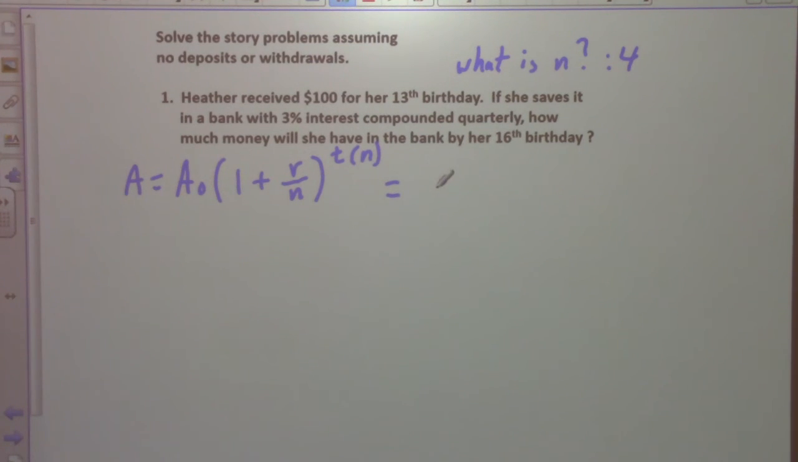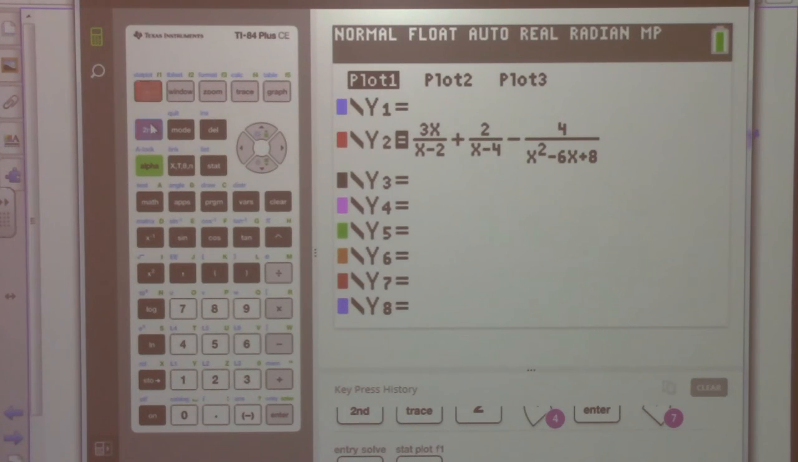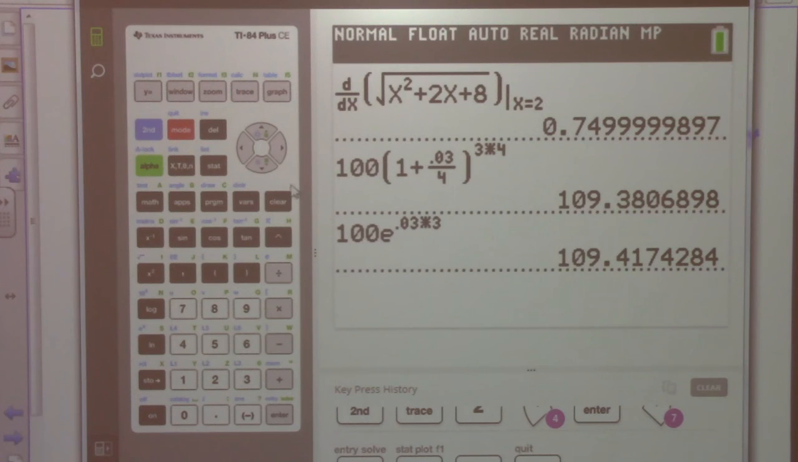So now, we're going to go ahead and do this. In this case, we're going to have A equal to 100 times 1 plus, and what is r? 3%. And really you need to write this in decimalized version, to the power of 12, which is, I'll put 3 times 4, but Will's right. Then you work this out in your calculator and you get 109.38. Ooh, a whole $9.